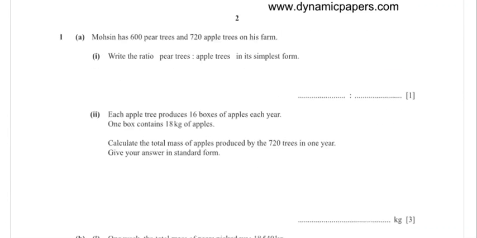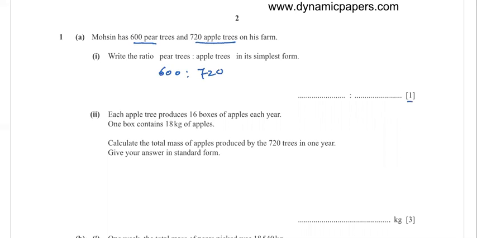Question number 1 is, Mohsen has 600 pear trees and 720 apple trees on his farm. Okay, just distinguish between them. Write the ratio of the pear trees to the apple trees in the simplest form. Now, pear are 600, so I will write 600 ratio 720. Now we have to write this ratio in the simplest form, and it is only a 1 mark question.